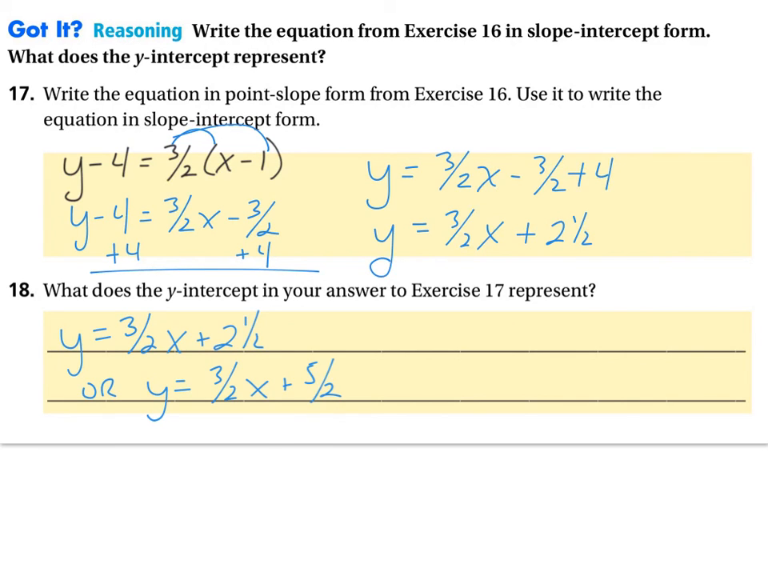Well, of course, the y-intercept represents the point on the graph 0, 5 halves. That's where it crosses the y-axis.